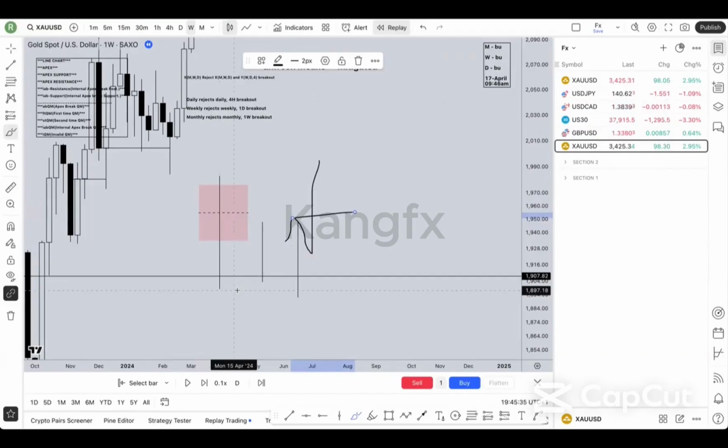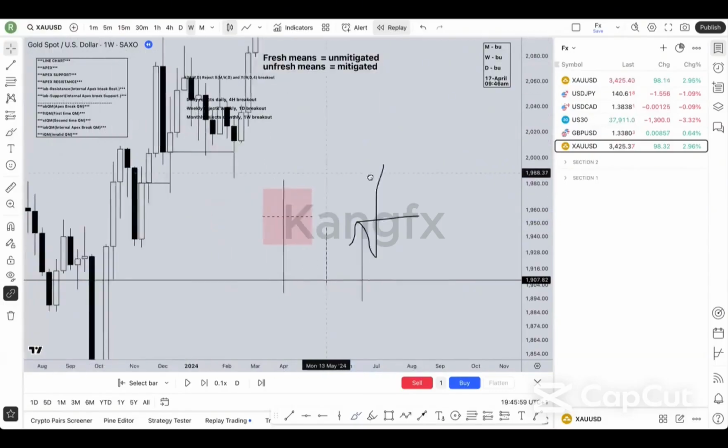As long as the rejection does not lead to a breakout, that key level is still very valid to be used as a rejection. Hope you get me. As long as that rejection does not lead to a breakout, that key level can be used multiple times as a rejection until it leads to a breakout. Immediately it leads to a breakout, it's no more valid to be used as a rejection.